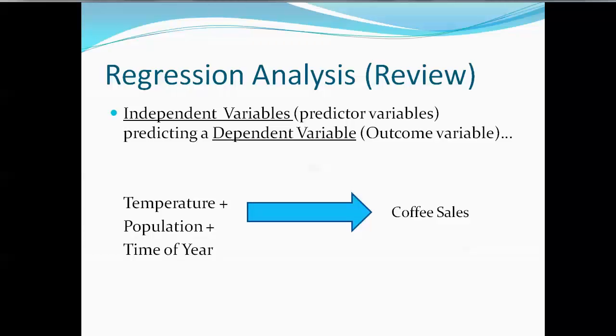In review, regression analysis seeks to relate a series of independent variables or predictor variables to some kind of outcome variable or dependent variable. For example, imagine that we owned a series of coffee stores and we wanted to be able to create a model that predicted coffee sales. And we felt that that was related to the average temperature of the week, the population of the cities where those stores were, and the time of the year.